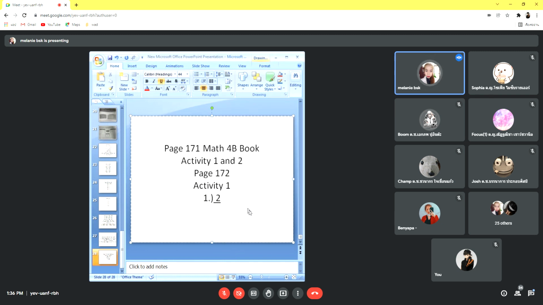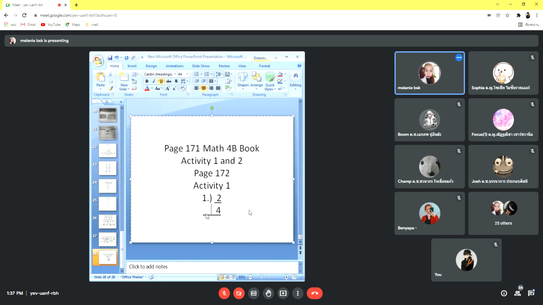There are how many right angles in number 1? Figure 1. How many right angles, children? Anybody? How many right angles in activity number 1? Figure 1. Right angles. 4 right angles. Very good. So we got 4 right angles.